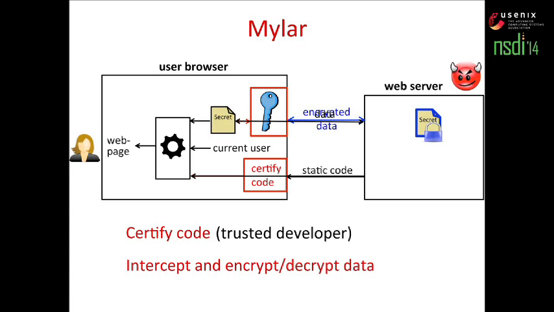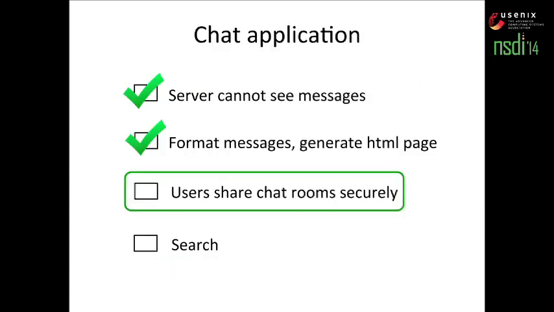Second, Mylar adds an interception point where it intercepts the data that leaves the browser and encrypts it, and intercepts the data that comes into the browser and decrypts it. Okay, so with these first two steps, we already handled a few things. The server cannot see the messages because we have encryption. Also, since the client-side framework enables computation in the user's browser, we can format messages there and generate the HTML page there.